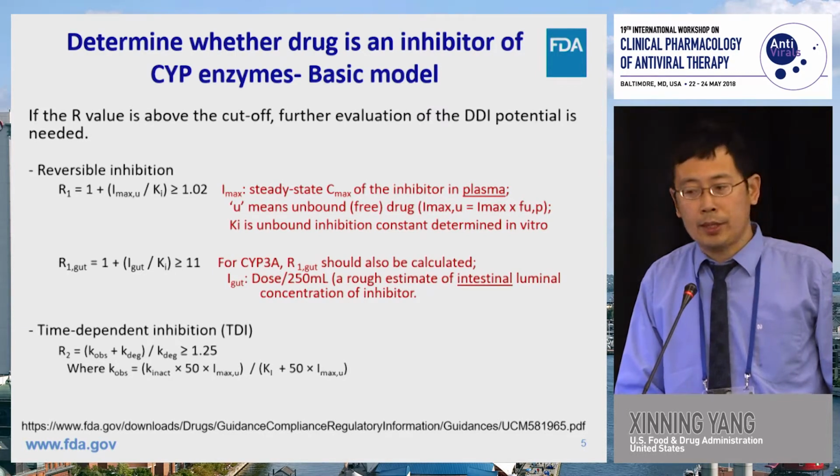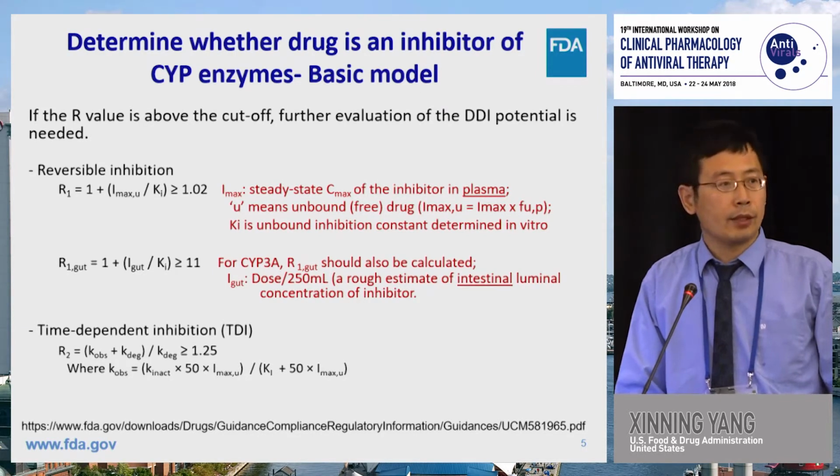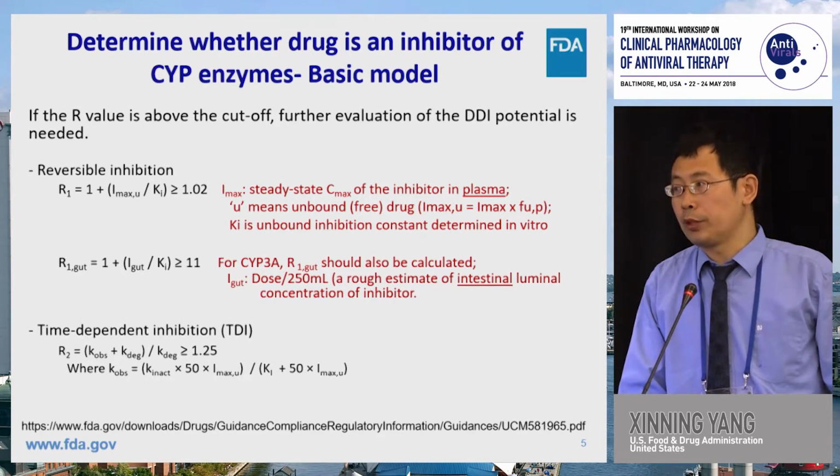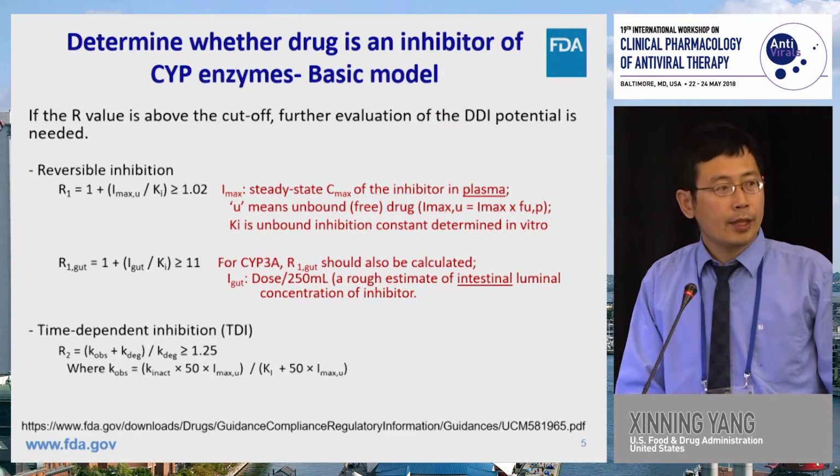Imax is the steady-state Cmax of a new drug as an inhibitor in plasma at a therapeutic dose. The U means the unbound or free concentration, so Imax,u is calculated as the product of Imax and fu,p. And Ki is the unbound inhibition constant determined from in vitro experiments.